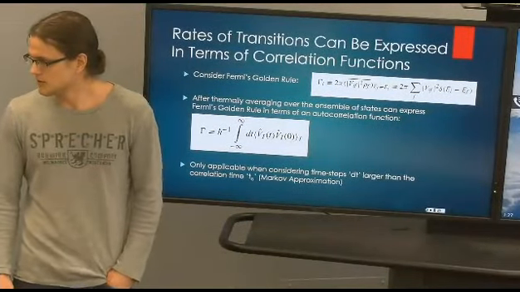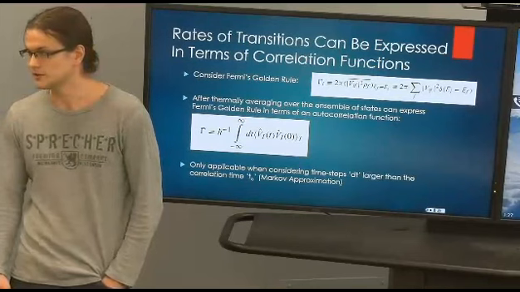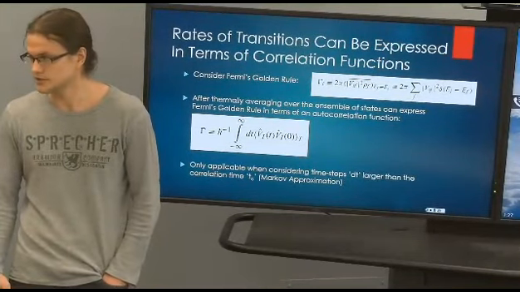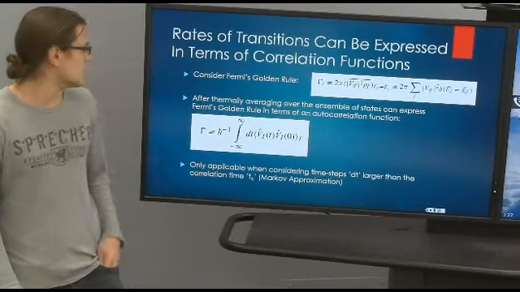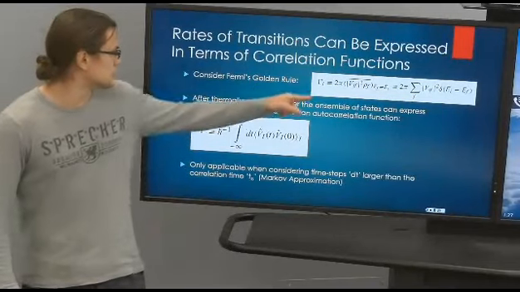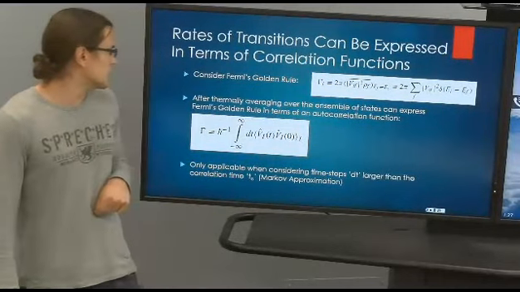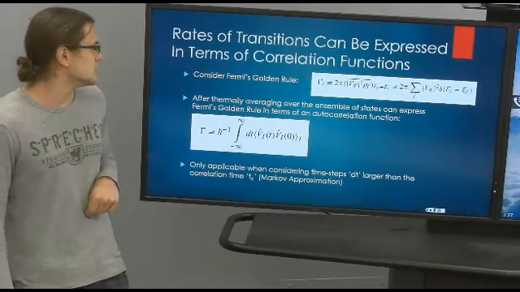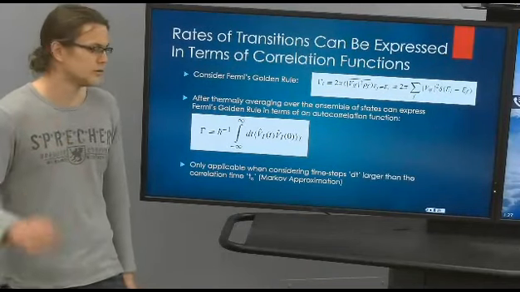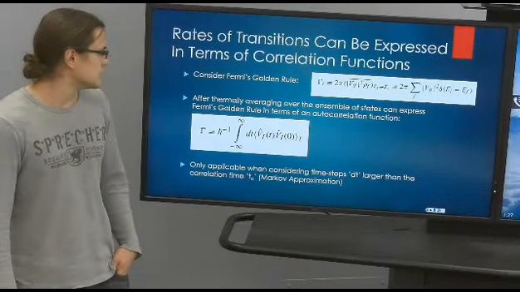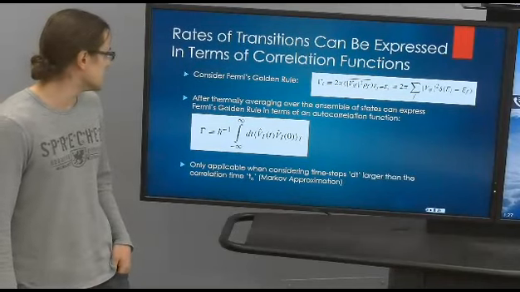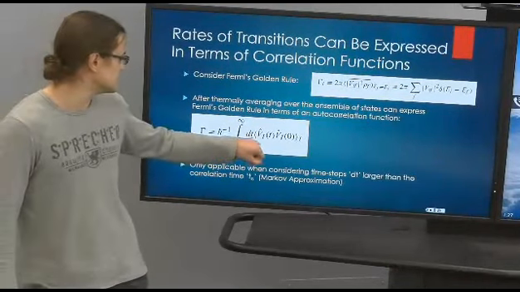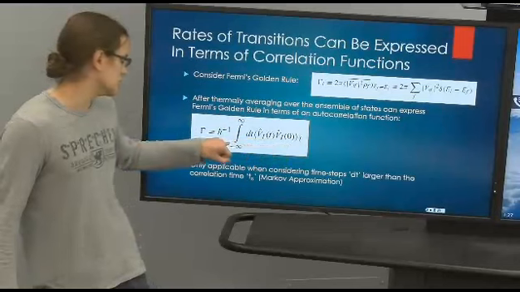The importance of these autocorrelation functions is that we can describe rates of transitions in terms of correlation functions. If we consider Fermi's golden rule shown here, and do a little manipulation where you take the delta function and expand it as an exponential integral and then multiply by a Boltzmann factor, you can rewrite it in terms of the correlation function shown here.